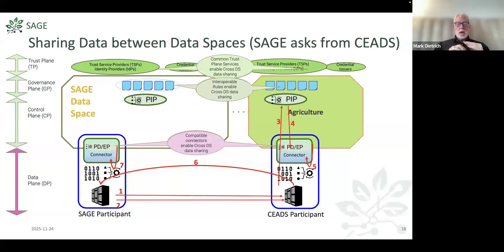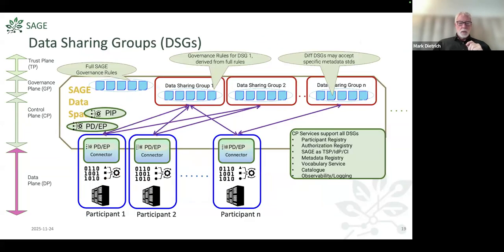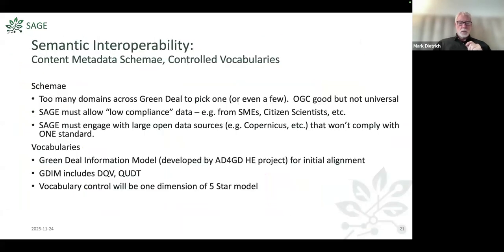So this is an ask, for example. I think I'm getting into some details. I don't know why some of these should be hidden, so I may have to skip some slides. But anyway, these are the dance steps, if you will, for sharing data between two common European data spaces, in this case, SAGE and agriculture, CEADS. Yeah, I'm going to jump past these.